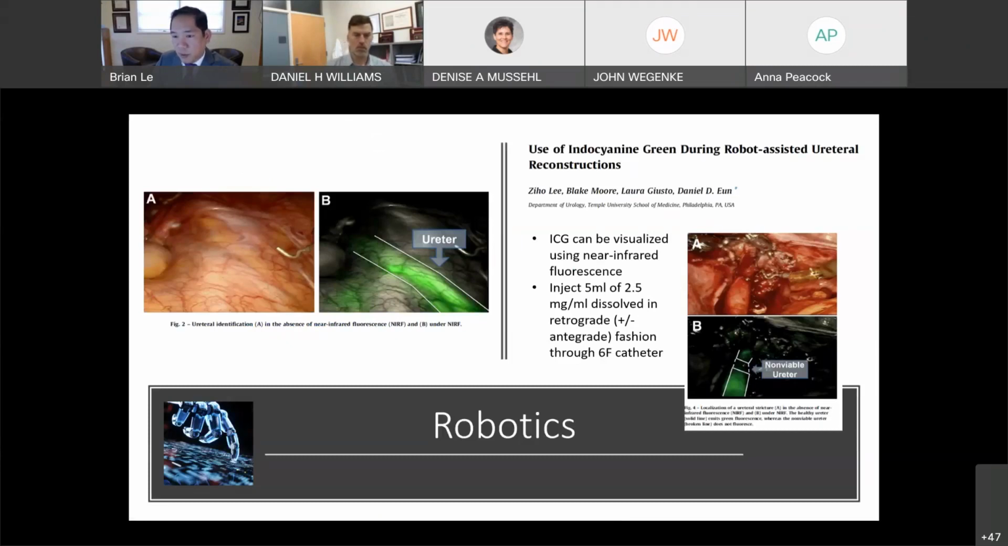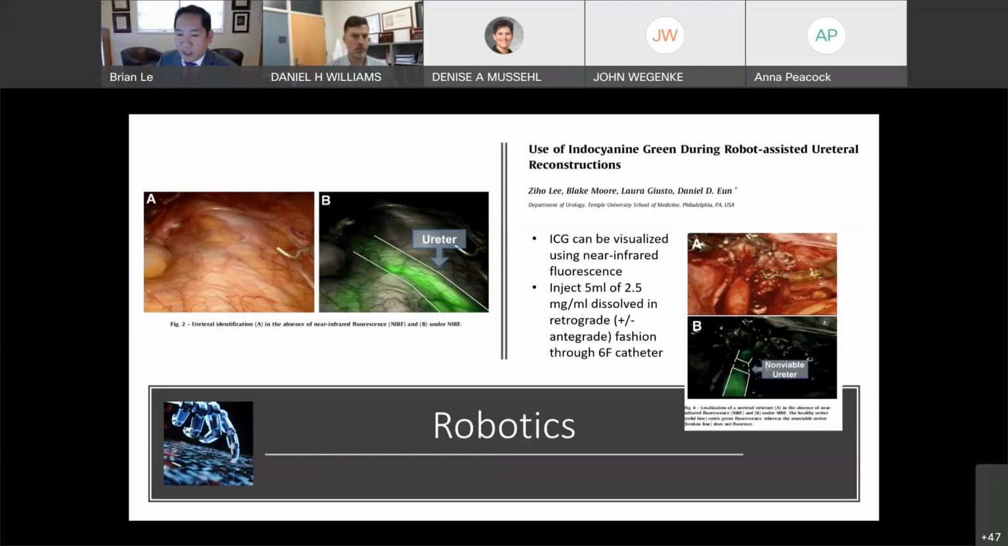One of the advantages of the robot is that it has this near infrared fluorescence, which we can't see with the naked eye, but you can use these things to better identify the ureter. And it's used in two main ways. They either use it to inject in the lumen, which is one way to better identify the ureter for dissection. And then the other way is to give it IV to identify the blood supply.